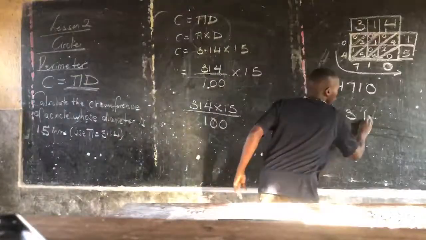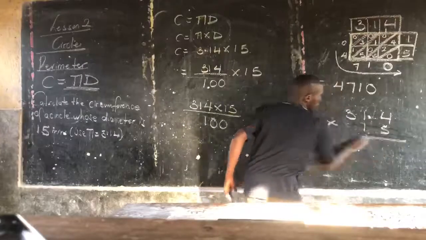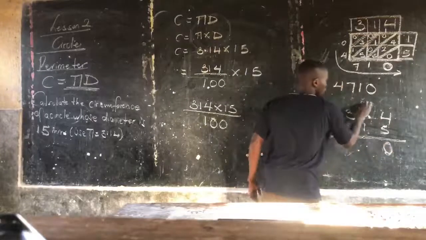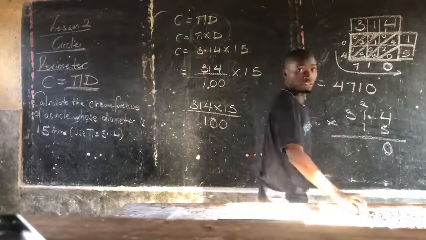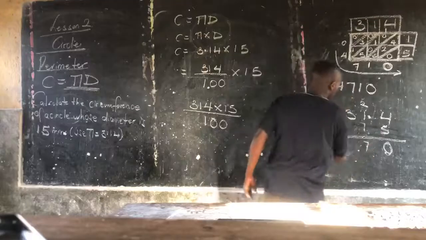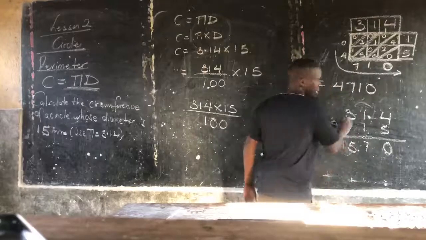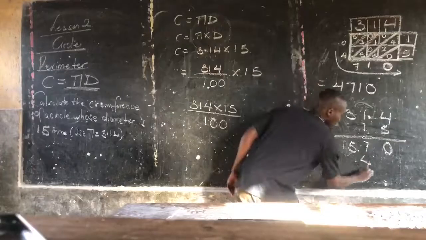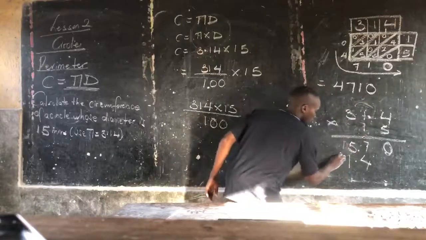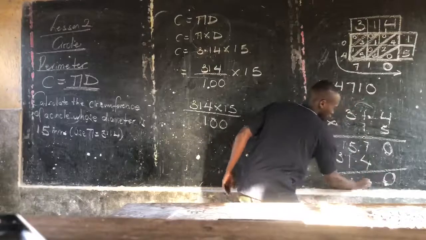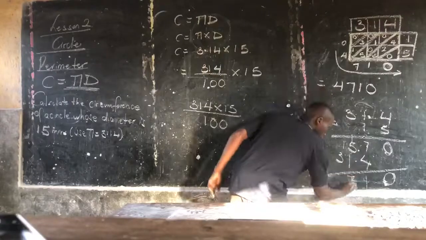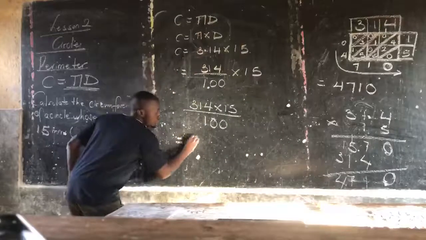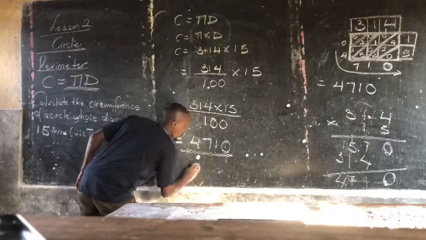Now 314 times 15. 5 times 4 is 20, 0 carry 2. 5 times 1 is 5, plus 3 you're going to have 7. 5 times 3 is 15. Then 1 times 4 is 4, 1 times 1 is 1, then 3. So you're going to have 0, 1 carry 1, then 7, then 4. So you're going to have 4, 7, 1, 0 out of 100.